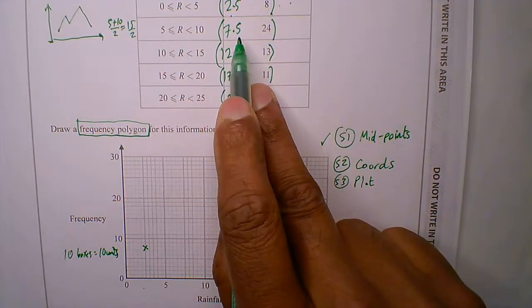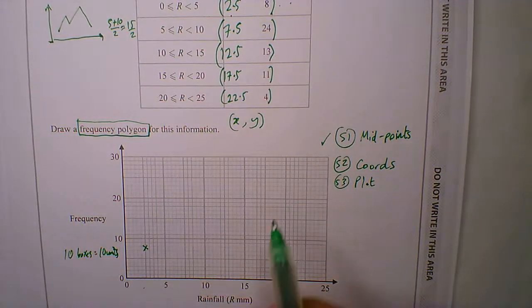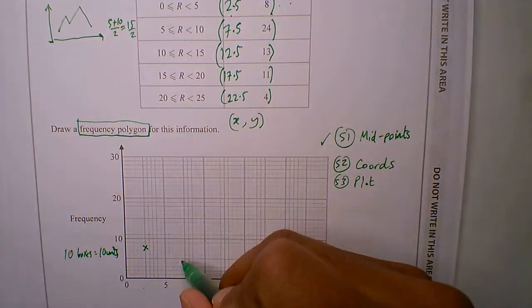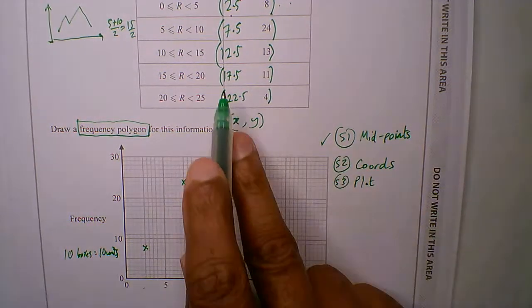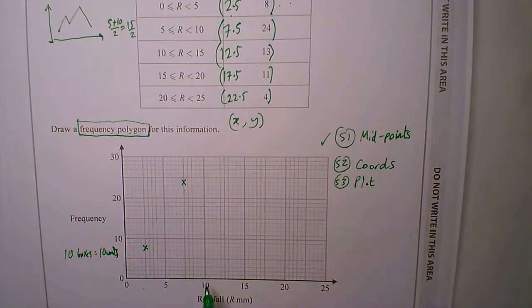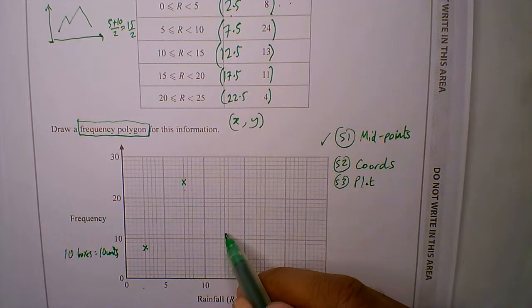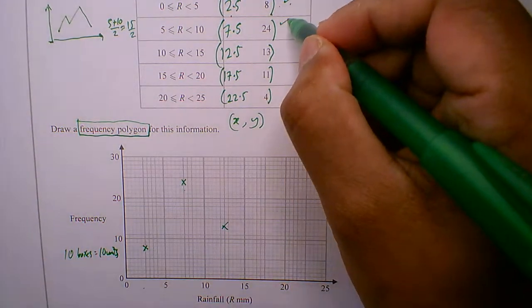The next one is 7.5, 24. 7.5 is between 5 and 10. And I'm going to go up 24. So 20, 21, 22, 23, 24. The next one is 12.5, and I'm going to go up 13. So it's between 10 and 15, 12.5. So here's 10, 11, 12, 13. I've done this, I've done this, I've done this.